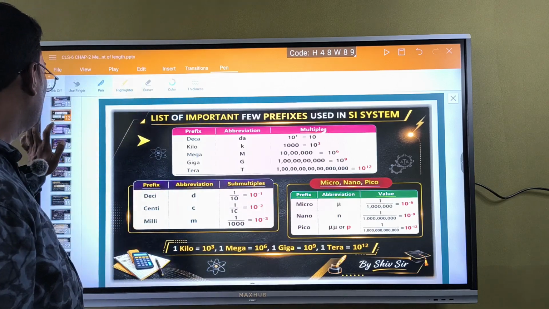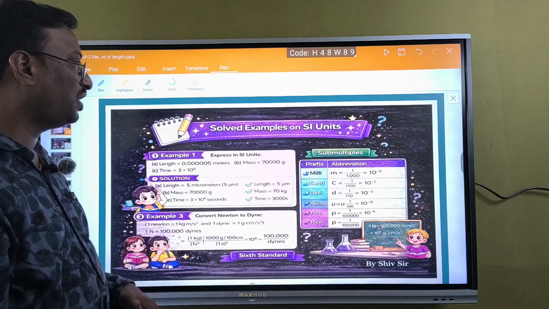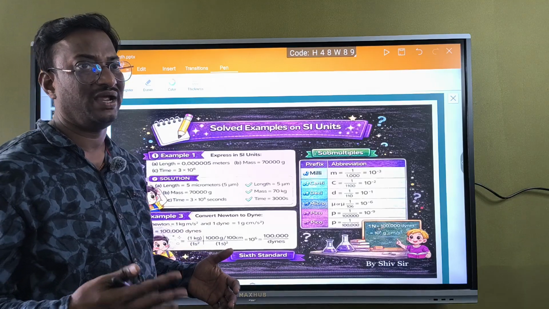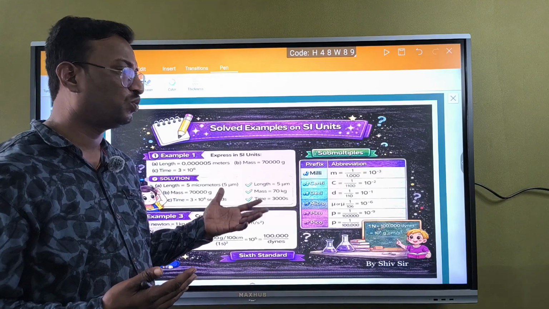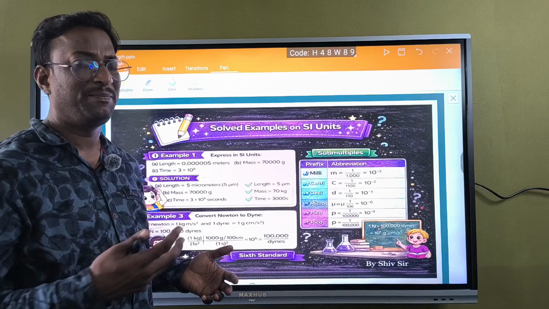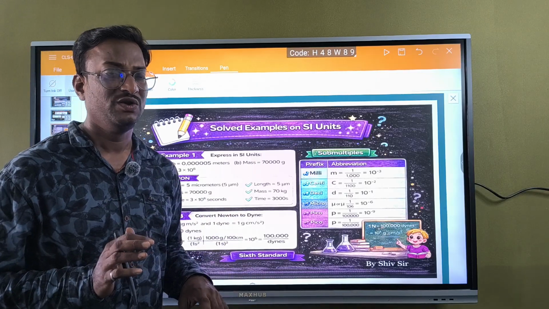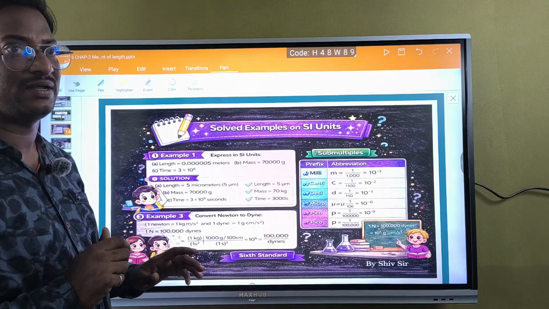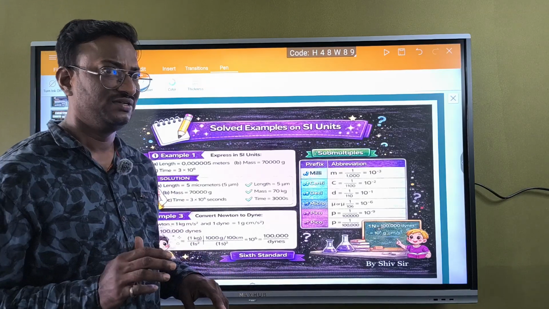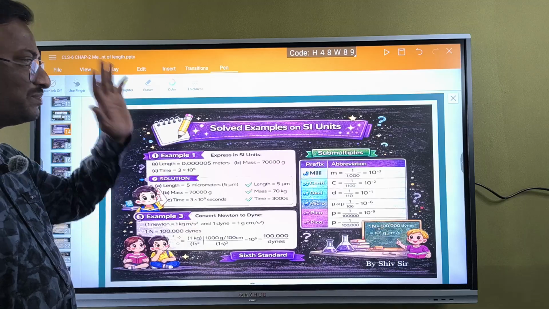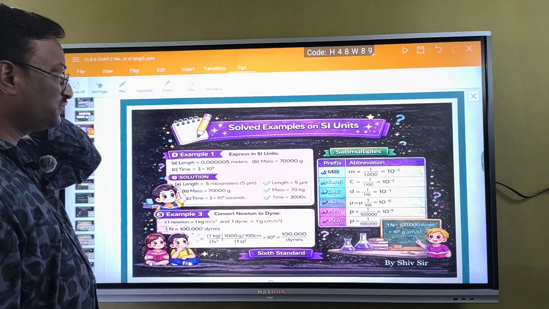You have to learn this by heart now, and you have to observe. At least try to write it 2 times, 3 times, 5 times, and repeatedly discuss it with your friends, so that you can definitely remember it. There is no need to worry about it right now. We have some solved examples. We shall try to solve them.